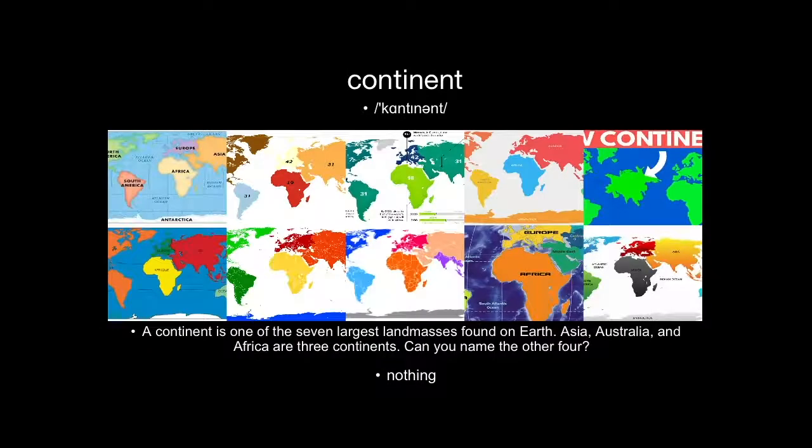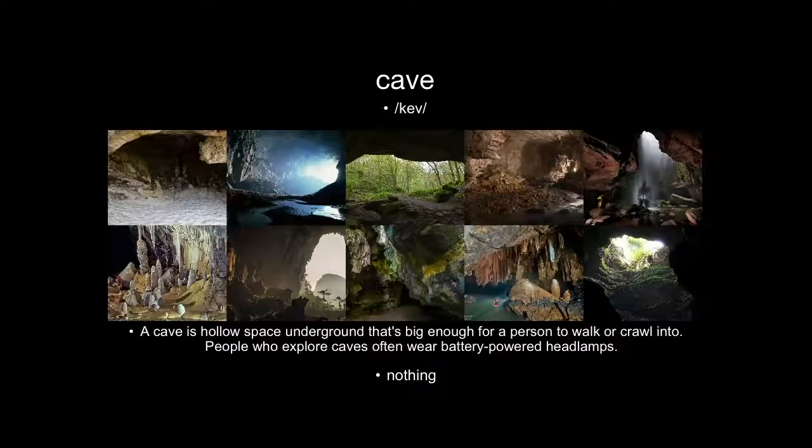Continent. A continent is one of the 7 largest landmasses found on Earth. Asia, Australia, and Africa are 3 continents. Can you name the other 4? Cave. A cave is a hollow space underground that's big enough for a person to walk or crawl into. People who explore caves often wear battery-powered headlamps.